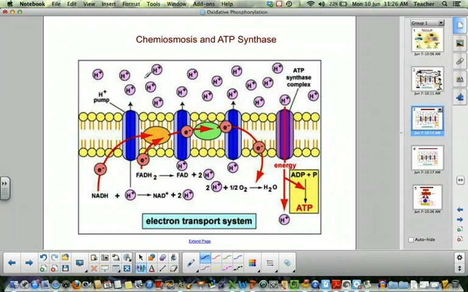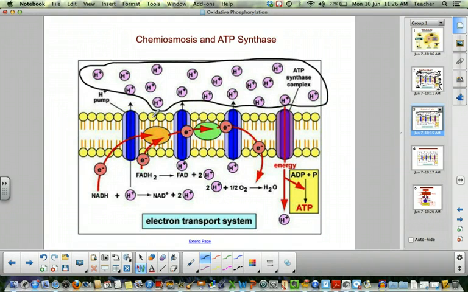Chemiosmosis. Okay, chemiosmosis is quite simply how the ATP is generated. We talked about in the last part how this H plus gradient, proton gradient, is created. So the electrons move through the electron transport chain, which allows this proton gradient to be created. Okay, we have a high concentration of H plus. Let's make it a little bit better there. High concentration of H plus.